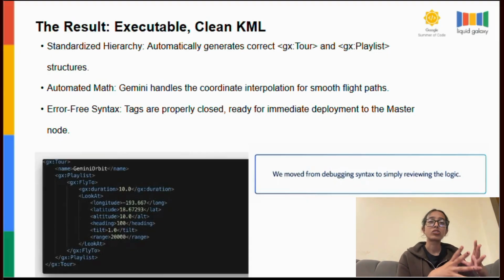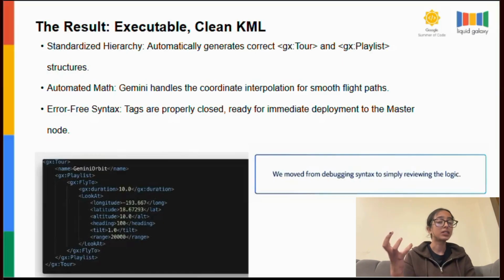The AI handles coordinate interpolation for smooth camera movement, which removes a huge source of human error. And because the syntax is already valid, tags are closed, nesting is correct, this KML is basically ready to deploy directly to the Liquid Galaxy node. The big shift here, as written on the slide as well, is that we move from debugging syntax to simply reviewing logic. Now we just have to review what the AI is giving us, and that saves an enormous amount of time.